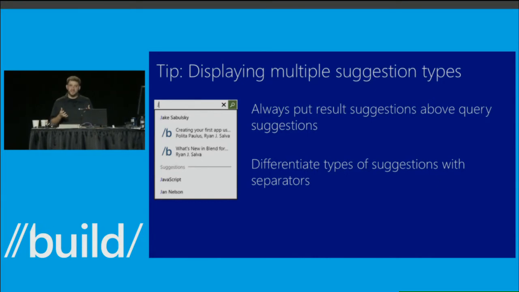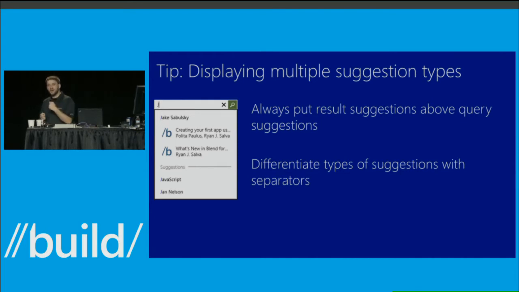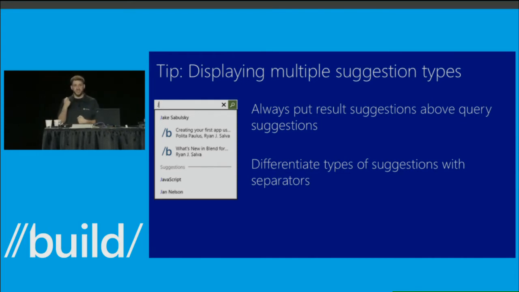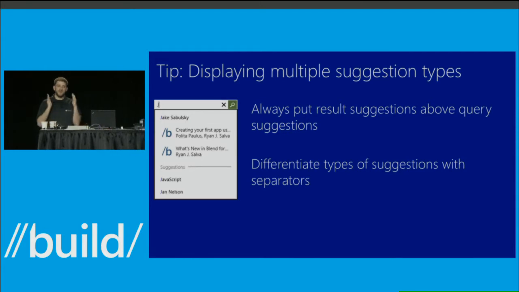So here's some tips that we've learned in designing our experience. One is that always put your result suggestions above query suggestions. And this is similar to how in the search charm we put the quick actions at the very top, because they are the ones that are going to save the most time. And they're also way more specific, and there's way fewer of them. So that means the more you type, they're going to go away anyway.